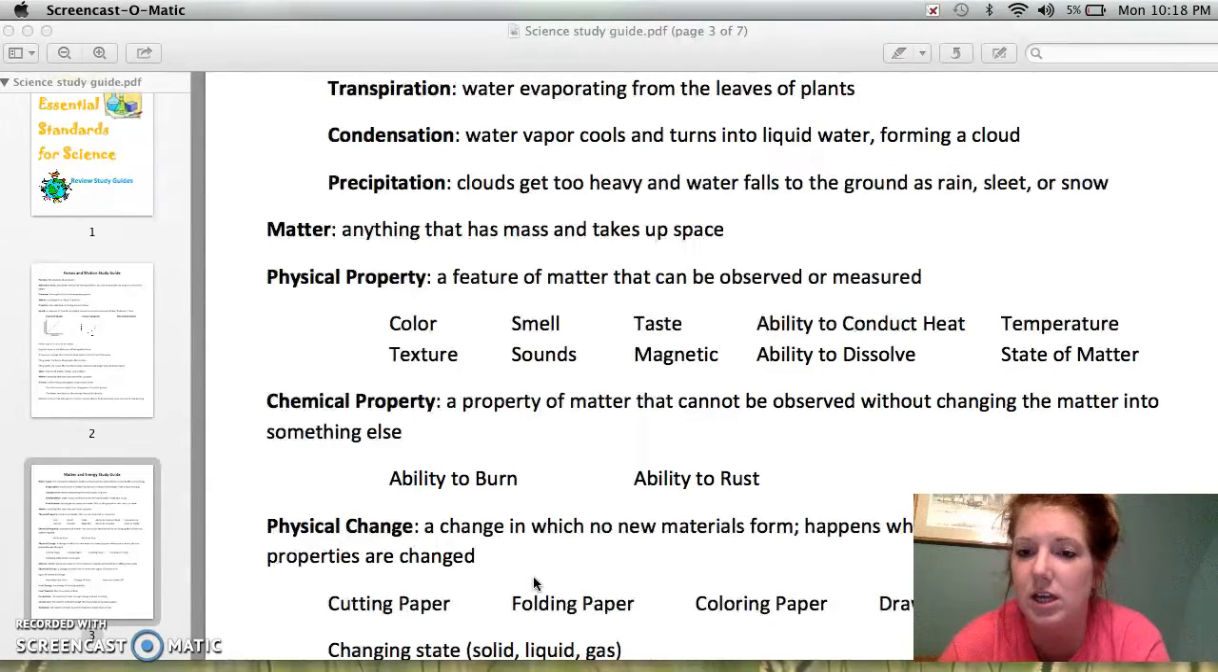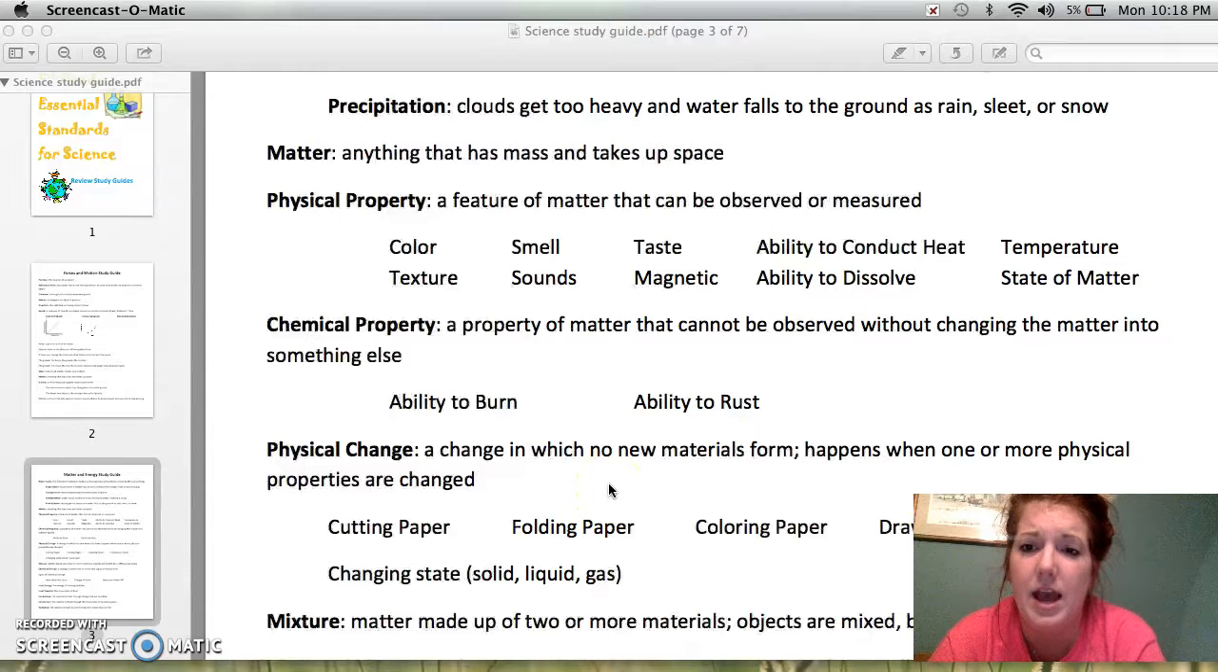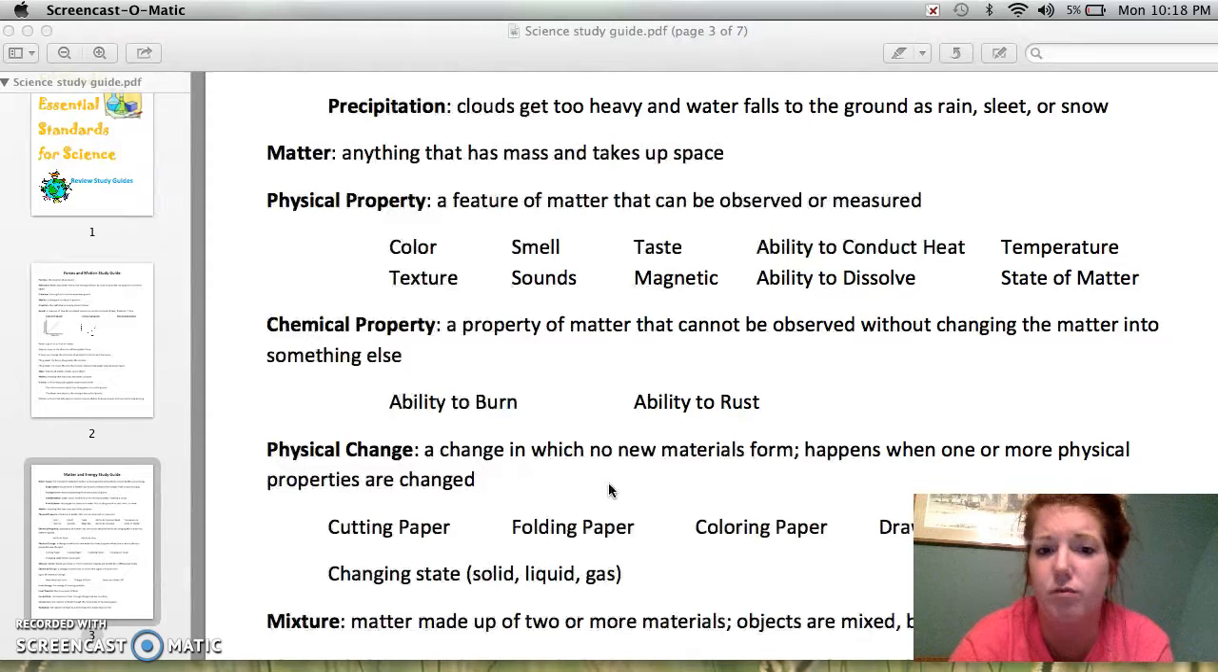It's changing. A physical change would be like tearing paper, but a chemical property would be burning paper, because once that paper's burned, it's not paper anymore. It's changed its property. But tearing paper, it's still paper. A physical change is a change in which no new material forms. It happens when one or more physical properties are changed. So like cutting paper, folding paper, coloring paper, drawing on paper, changing states.